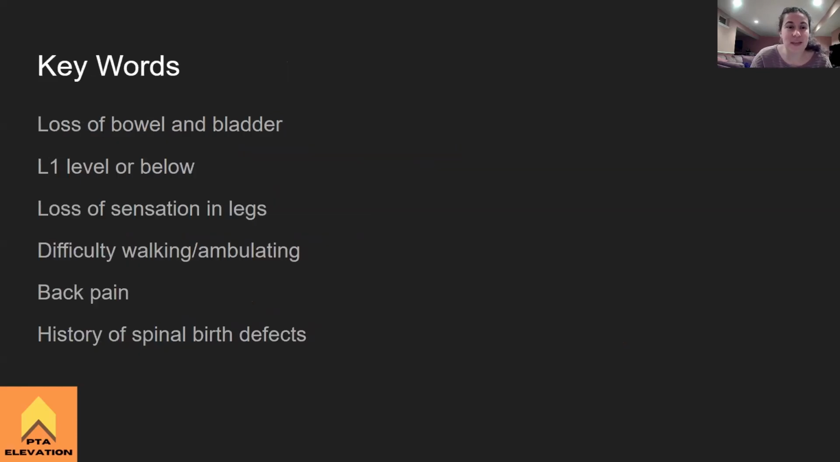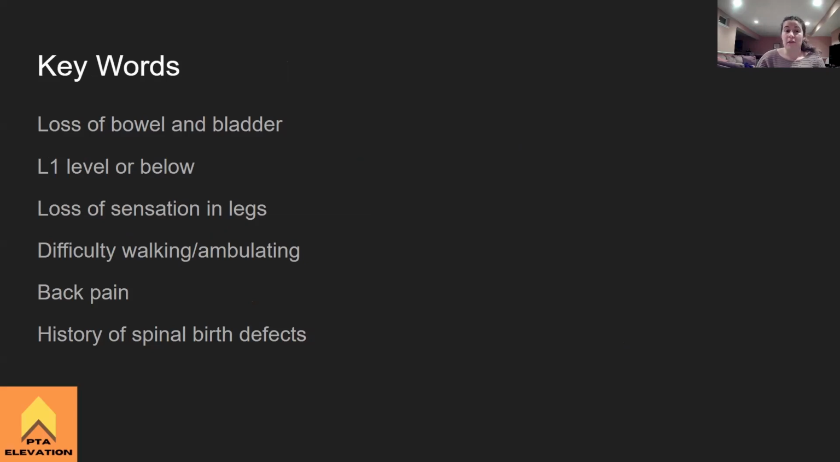So keywords I want you guys to think about is loss of bowel and bladder. That is the big one. That is where we're like, okay, of all the differential diagnoses, Cauda equina, loss of bowel and bladder. If you don't get anything else out of this, that's the big one. You're probably good with at least one question on the boards.